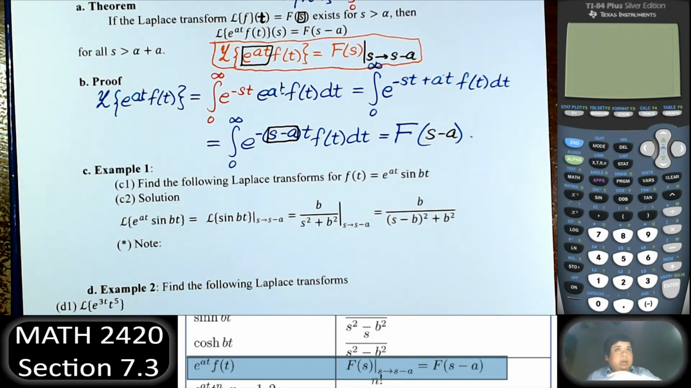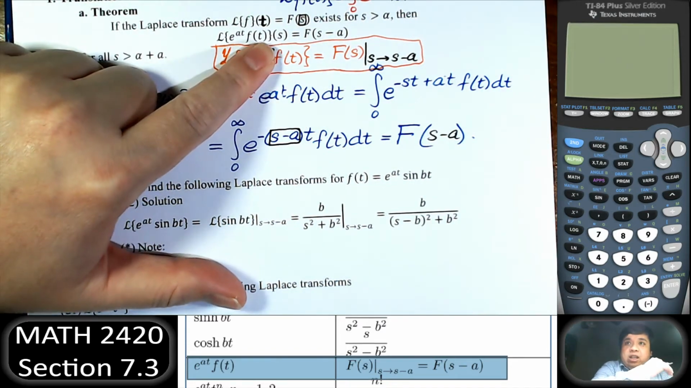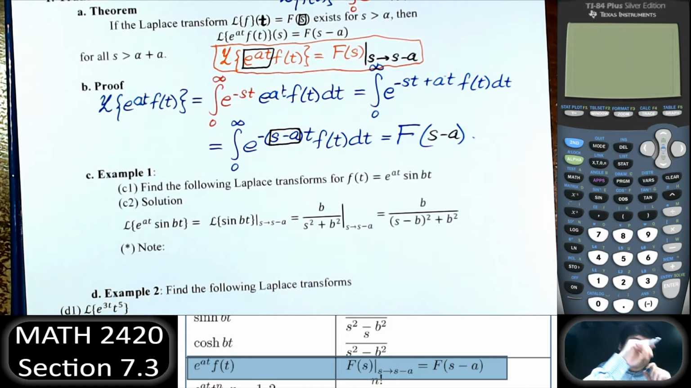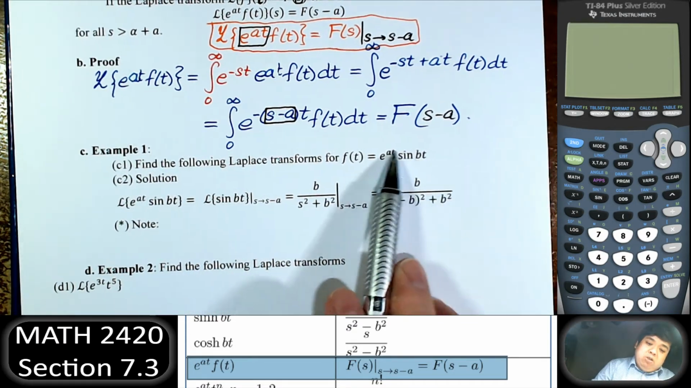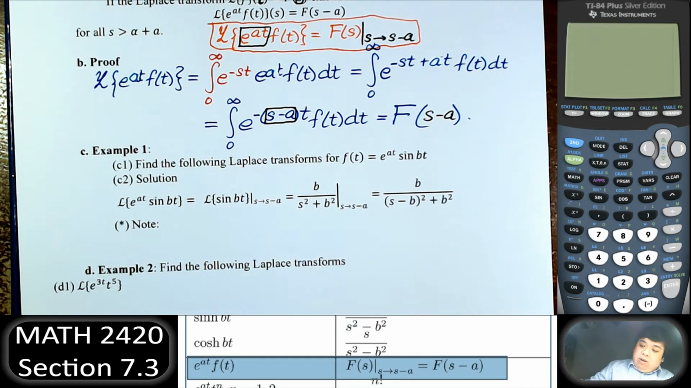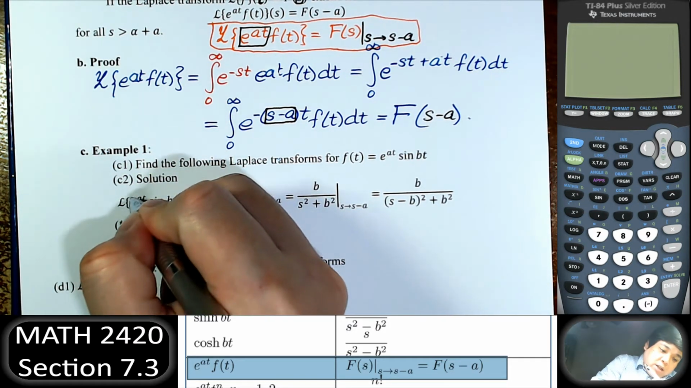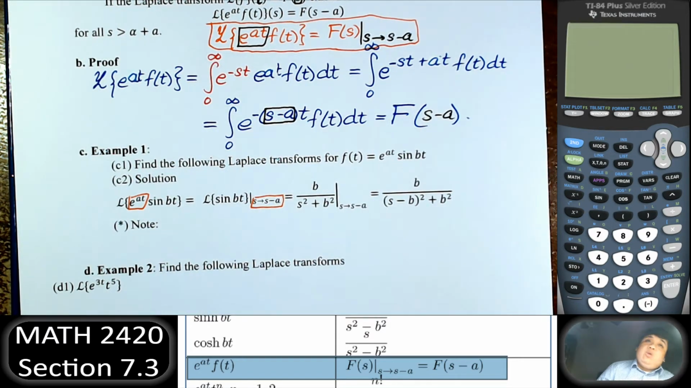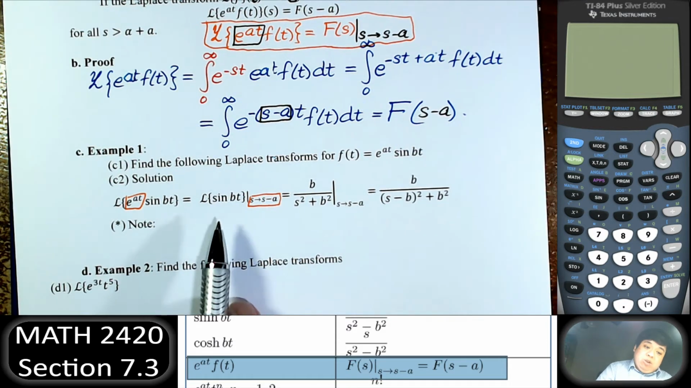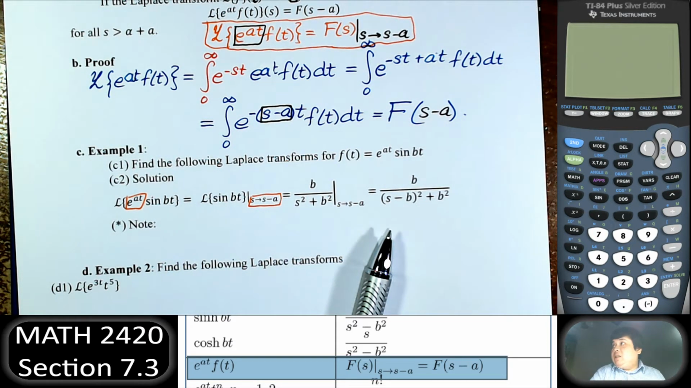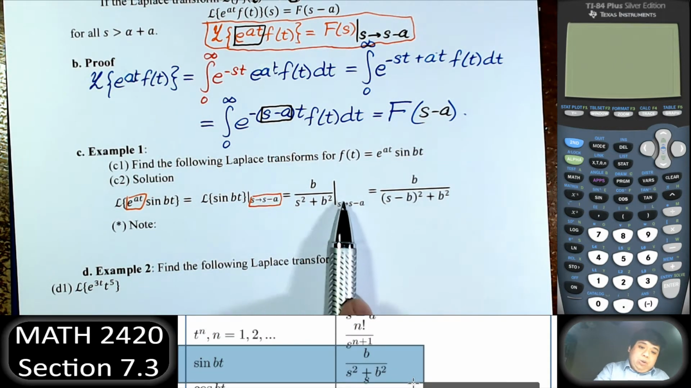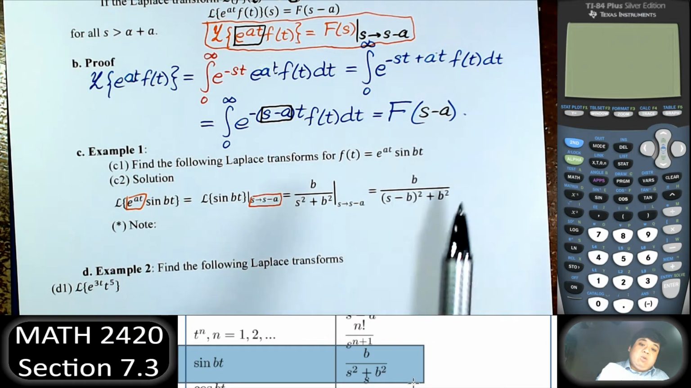So we just transform the function. Just ignore e to the at completely. Just try to transform the function, and whatever we have, replace s by s minus a, where a is the coefficient of t in the exponent. So let's find the Laplace transform of this. First use this device, which becomes that translation. And now we just do the transform of sine of bt. Sine of bt is here. Once we do that transform, replace s by s minus a.